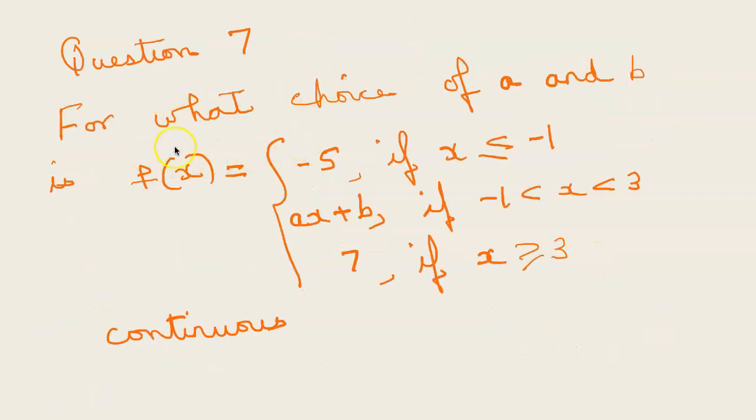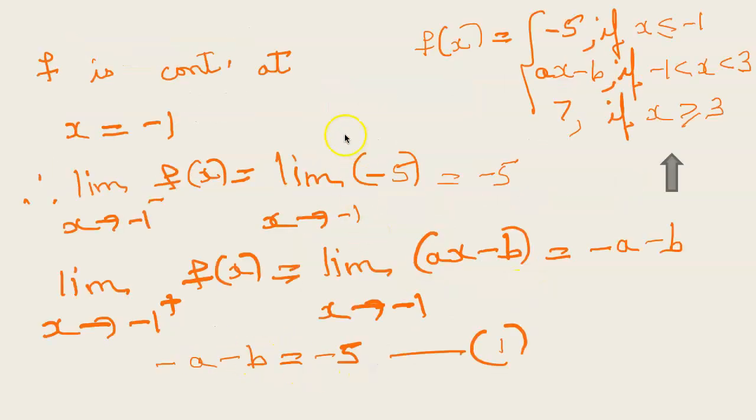Question 7. For what choice of a and b is f(x) = -5 if x ≤ -1, ax + b if -1 < x < 3, 7 if x ≥ 3, continuous? You are given that f is continuous. f is continuous at x = -1. Then the limit as x tends to -1 from the left of f(x): -1 to the left means f(x) is -5. So it is -5, and when you take the limit of a constant, it is -5.